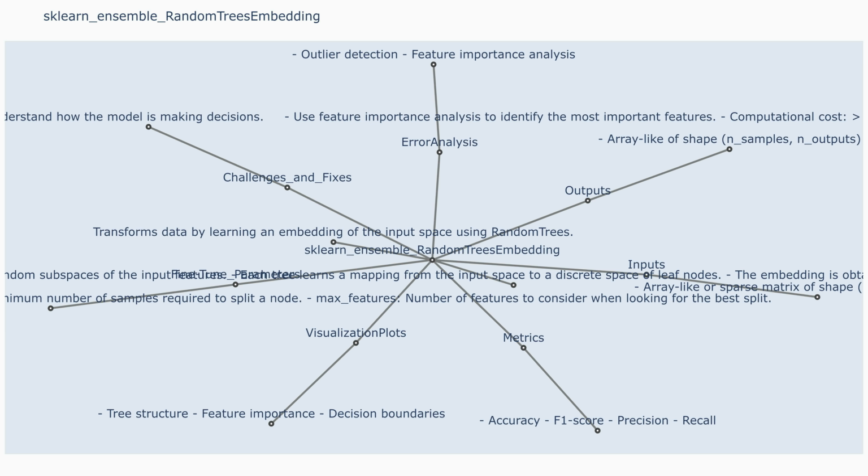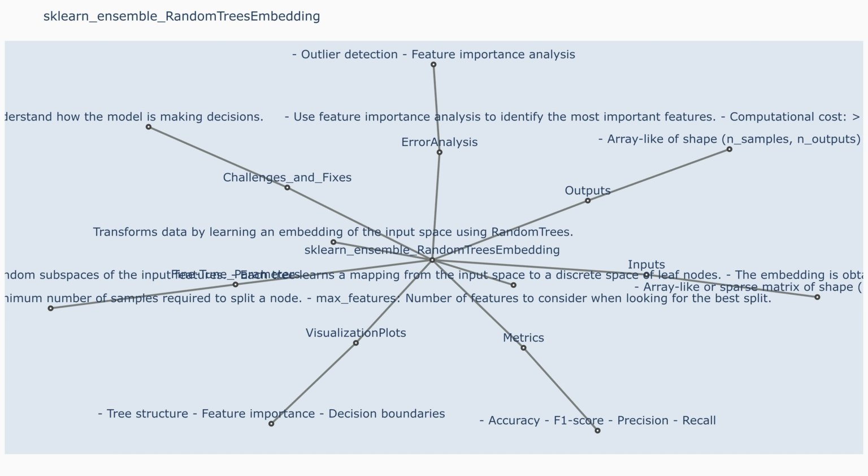sklearn Ensemble Random Trees Embedding. Description: explain in detail. Random trees embedding is a dimensionality reduction technique that uses an ensemble of decision trees to learn a low-dimensional embedding of the input data.